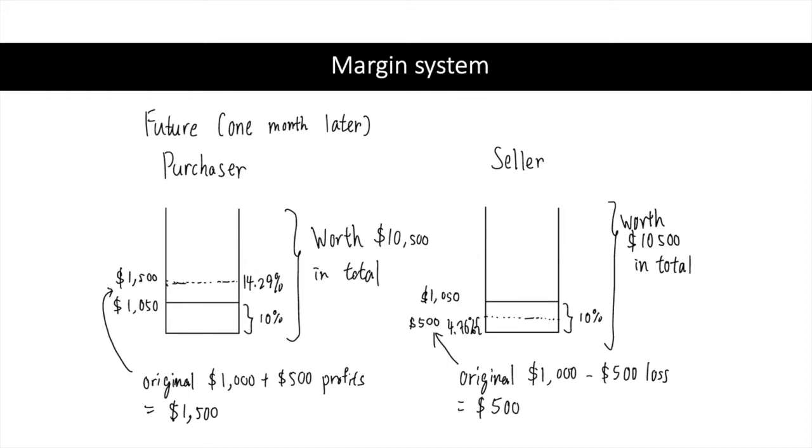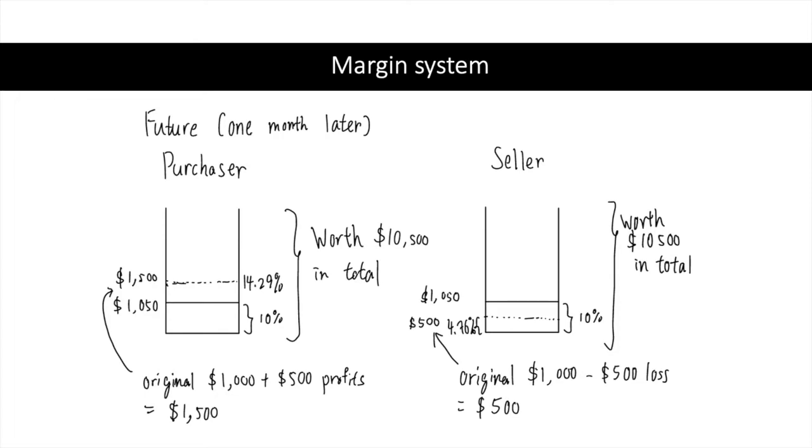For the purchaser, on the left-hand side, given that he originally has $1,000 in his own account for the initial margin, now he makes a further $500 profit because the price of the future goes up by $500. So in total, in the purchaser's trading account, there are actually $1,500, which constitutes 14.29% of the margin. This exceeds the 10% margin ratio, so there's no problem for the purchaser.